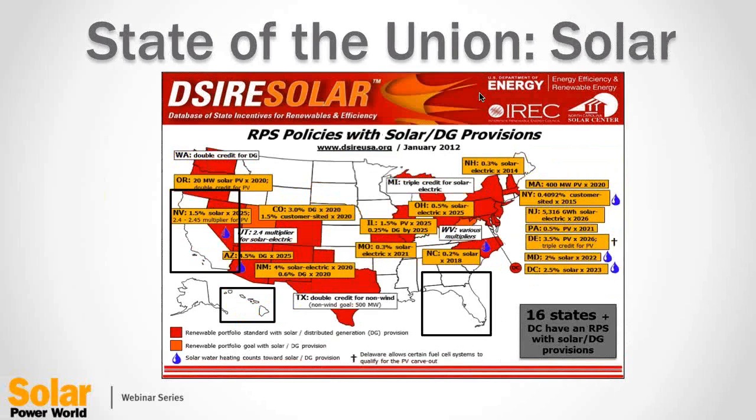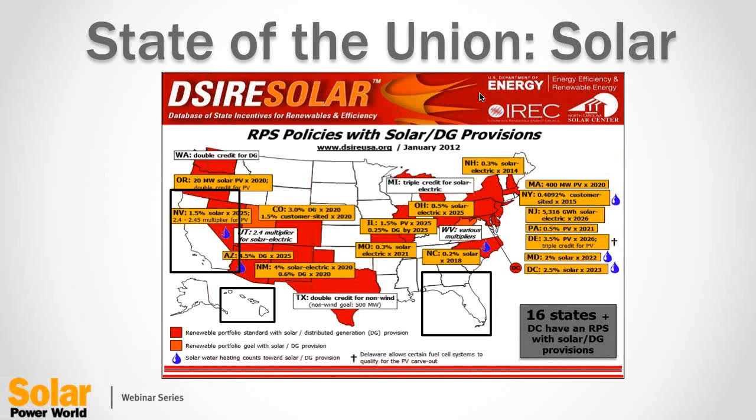Now, in the context of solar, a lot of states have realized that if you're going to support solar through an RPS, you need to do something special. Rather than having solar compete with more established resources such as wind, hydro, or biomass, you really need to make a special dispensation and separate it out a little bit so that it's only competing with itself or other solar or distributed generation resources. And that's what a lot of states have done. 16 states at last count, plus DC, have an RPS with a specific solar or distributed generation provision.